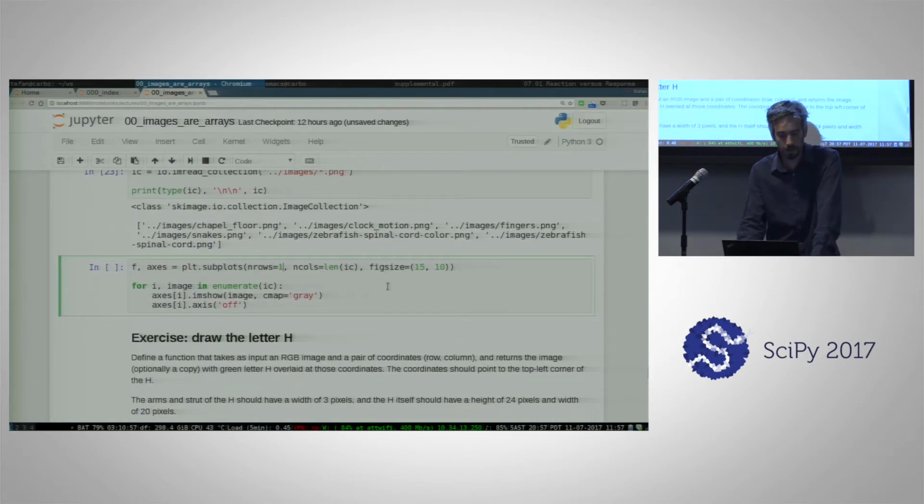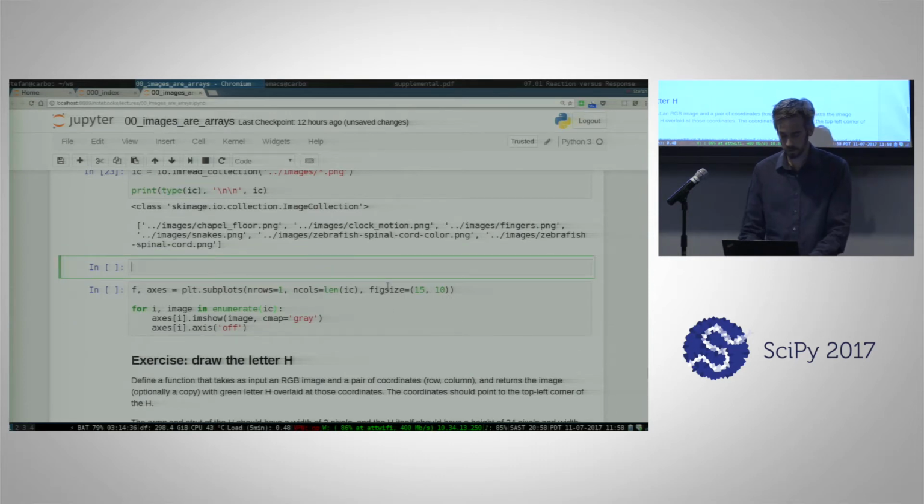So for example, I can create subplots. Here I make the number of columns equal to the length of the image collection, so the number of images I've got available, and then I just display them one by one by iterating over the image collection. So for i, image in, who's familiar with enumerate? Yeah, to show you what that does.